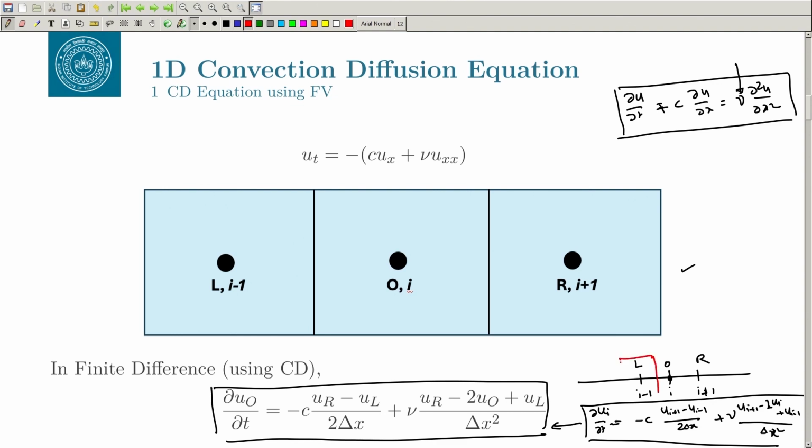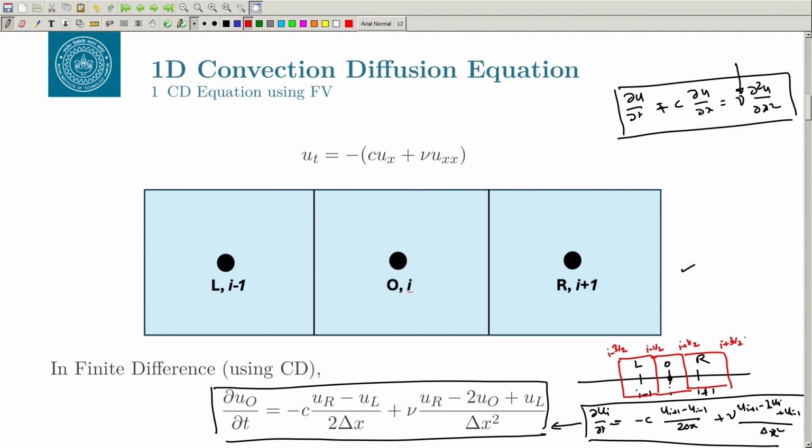So, there will be a grid here, and there will be a grid here, right. This is what we call I plus half, this one is I plus half, this is I minus half, and this is basically I minus 1 minus half, this is I minus 3 half, I plus 3 half and so on and so forth, right.